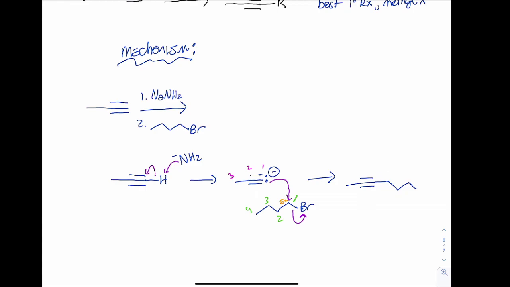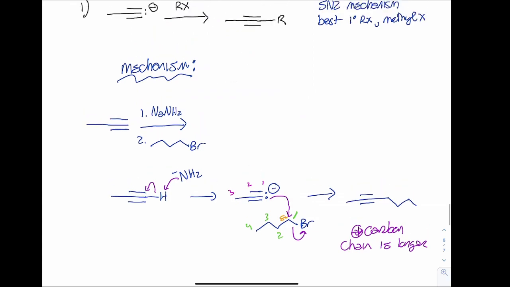So my carbon chain grew. This is the only reaction we've had in the entire semester where I'm taking the number of carbons in my reactant and I'm increasing it. So our carbon chain is longer, right? I started out in my reactant with 1, 2, 3 carbons total. My product, 1, 2, 3, 4, 5, 6, 7 carbons total. So my carbon chain has gotten longer.